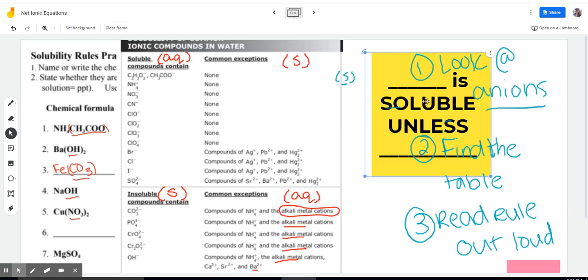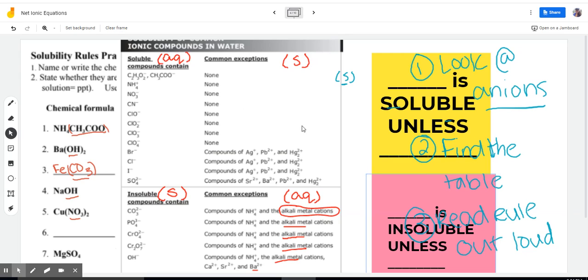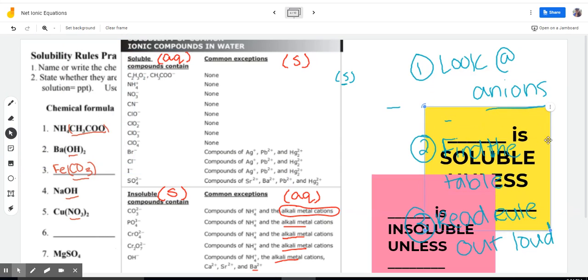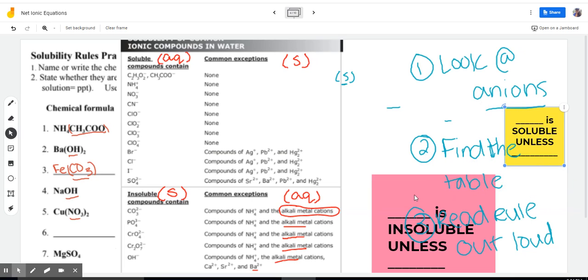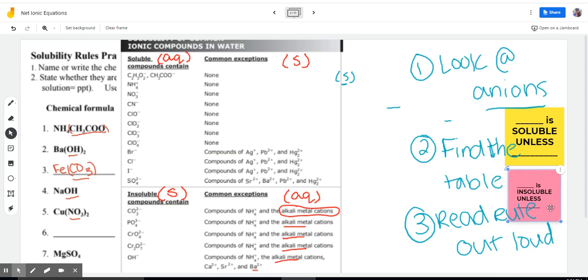But you have something is soluble unless blank. And then the other one is something is insoluble unless. And what that's telling you is that if you're using the top part, you're using the yellow sticky note, okay? If we're using the bottom part of this table, we're using the pink sticky note right here, okay? So I will make sure that I bring this up every single time so that we can say the rule together. But your best plan is to definitely try to say them out loud and do that while you're doing your homework today, okay?